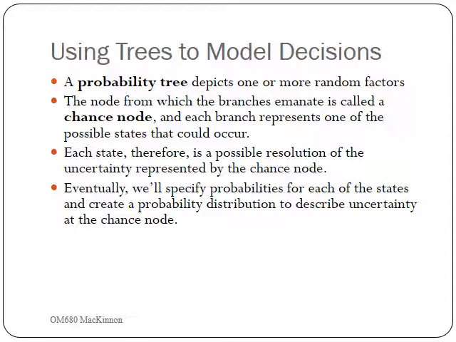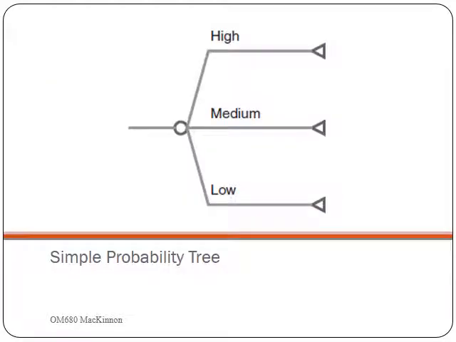What we'll do, just like we did in the previous example, is specify probabilities for each of the states, and we'll use those to create distributions to describe uncertainty at the chance node. And again, just bear with me. This is a little bit confusing, but when you see it graphically, it's going to start to make sense. So, for example, here is a simple probability tree. This is the chance node right here. This represents our uncertainty. Coming out of the chance node are the states, high, medium, low in this particular case.